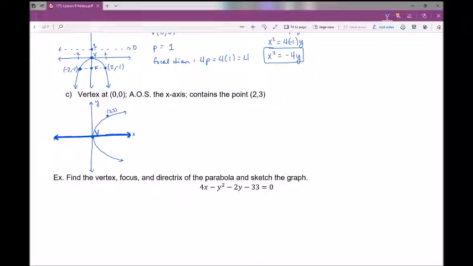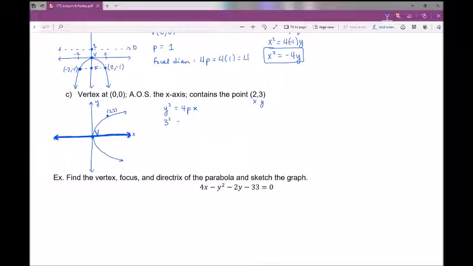So let's start with the general standard form of our parabola. This time we're going to have y squared equals 4p times x. Now, you might be wondering, how do we find p? Well, this time we're given an x and a y. So rather than being given the focus and just counting, this time we're actually going to have to solve for what p is. So let's plug in the coordinates from our point.